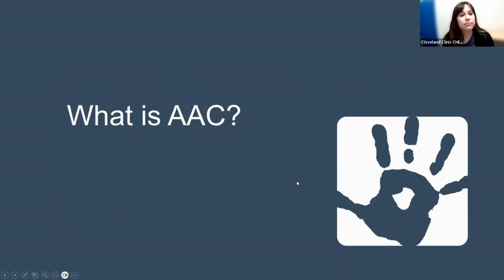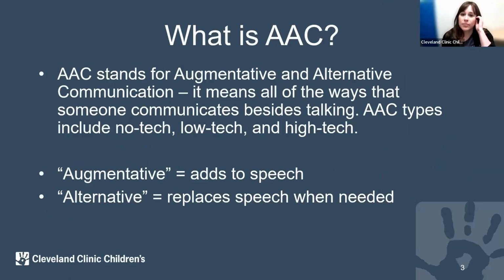So what is AAC, or augmentative and alternative communication? This means all of the ways that someone communicates besides talking. So AAC types include no tech, low tech, and high tech. When we break down the acronym AAC, augmentative is a word that means it is something that is adding to speech, and alternative means that it's replacing speech when needed.